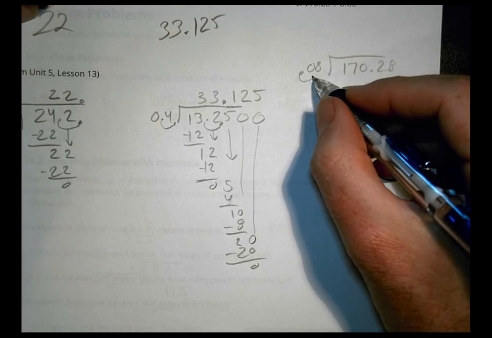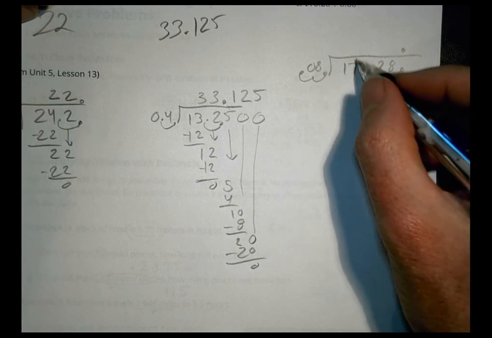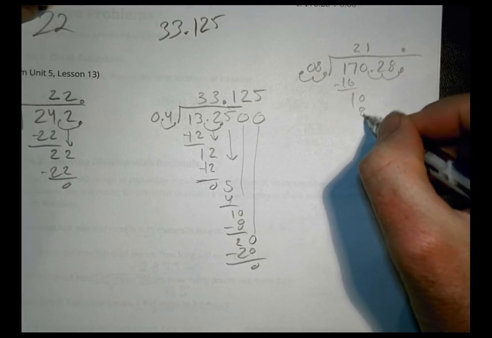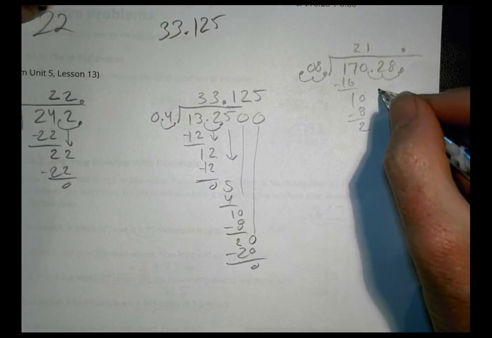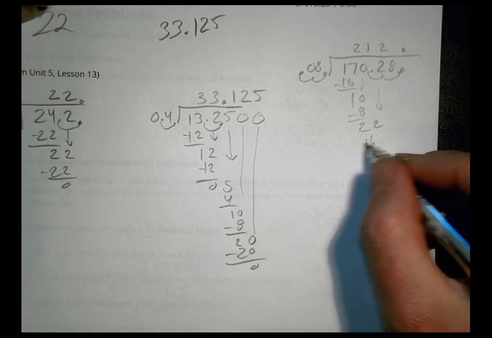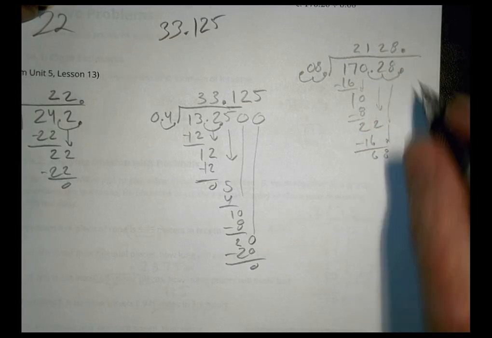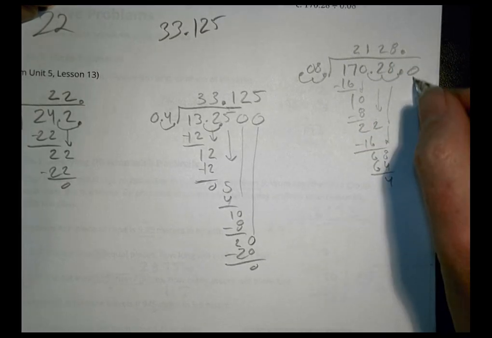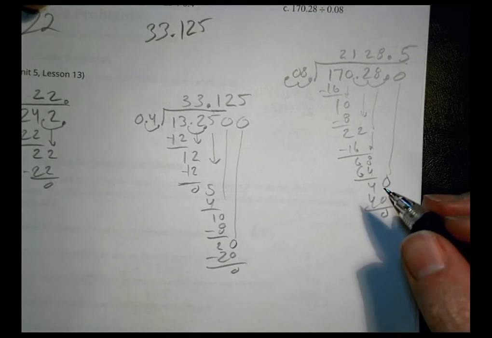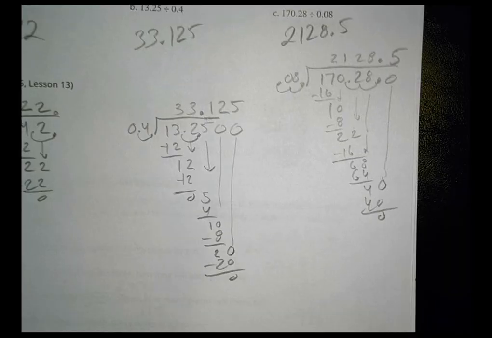And then finally 0.08 going into 170.28. Gonna move it over 2 spaces, move it over 2 spaces, decimal point up right away. So 8 goes into 17 2 times for 16. Bring down the 0, goes into 10 1 time for 8. Bring down the 2 this time, and it goes into 22 2 times for 16. Bring down the 6. Alright, bring down the 8 now. It goes into 68 8 times for 64. We have 4 left over, bring down a 0, and we have a 5 right there for 40 with no remainder. So our final answer here is 2128.5.